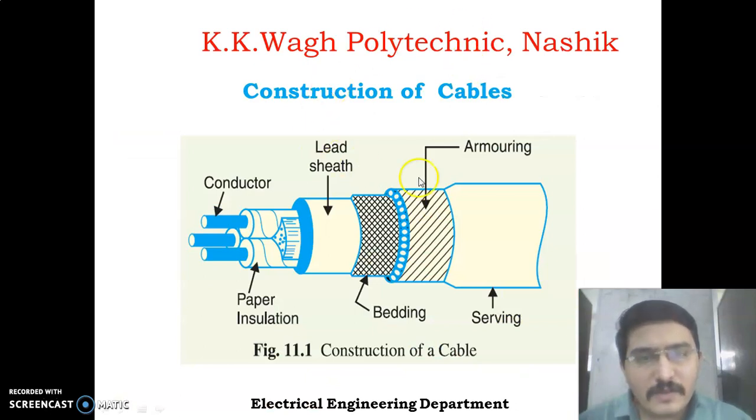Next we have the construction of cable. When we observe the cable, different layers are present. These are the conductor, then paper insulation, lead sheath, bedding, armoring and serving. So these are the different layers or parts of a cable that we are going to see.